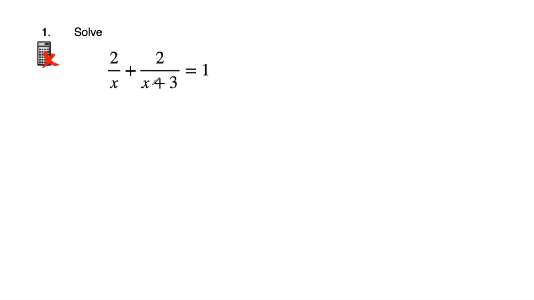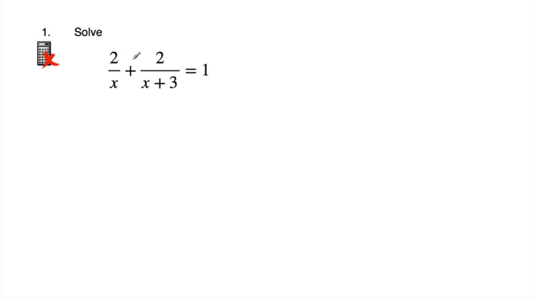Whenever adding fractions, think back to your algebraic fractions, and if you haven't watched the Corbettmaths video on how to add and subtract algebraic fractions, I highly recommend you look at that one. To add algebraic fractions like this, we want to get a common denominator. So we're going to multiply both the numerator and denominator of this fraction by x plus 3, and both the numerator and denominator of this fraction by x, and that'll give us the same denominator for both fractions. It'll be x times x plus 3.